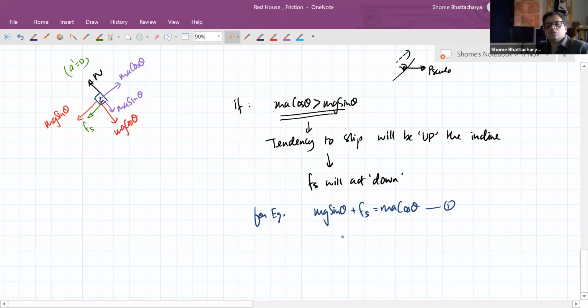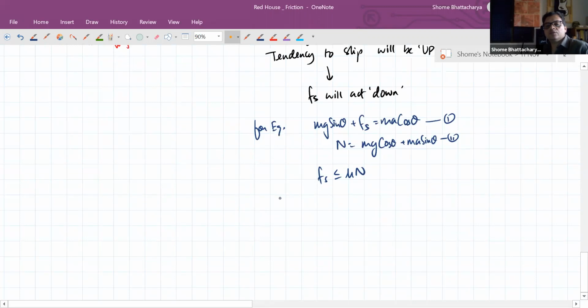And of course, normal reaction is equal to mg cos theta plus ma sin theta. Okay. And the limiting condition is that the static friction cannot exceed mu N. So from equation 1, your static friction required now is becoming ma cos theta minus mg sin theta. Earlier it was the opposite of this. It was mg sin theta minus ma cos theta. Now it is becoming ma cos theta minus mg sin theta. This required friction should not exceed the maximum friction available to us, which is this.